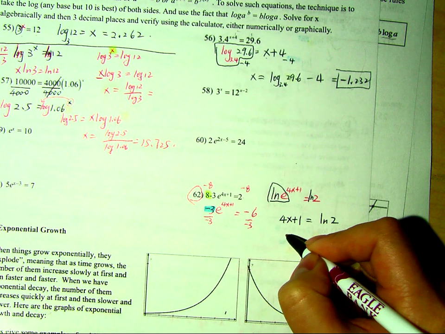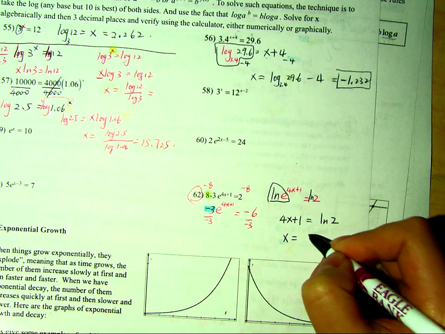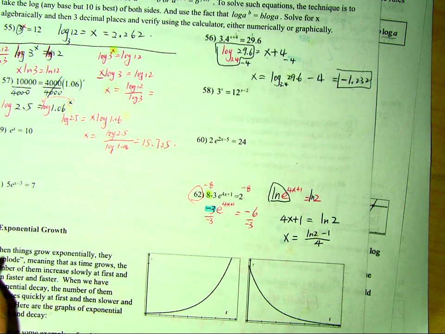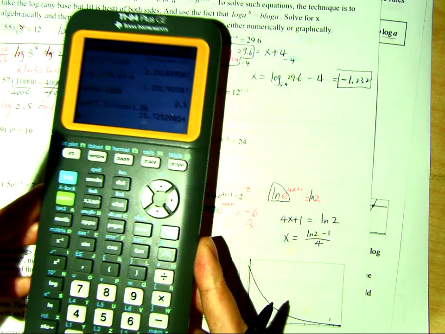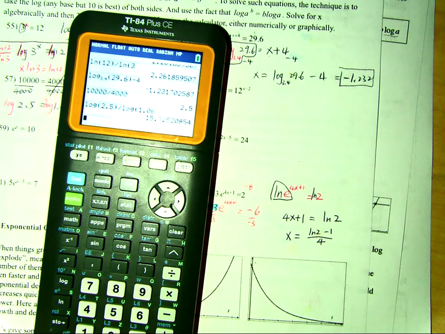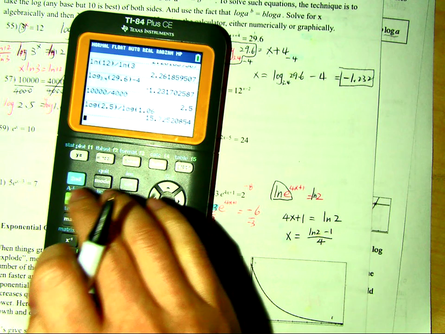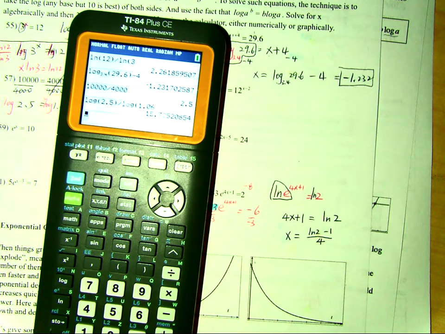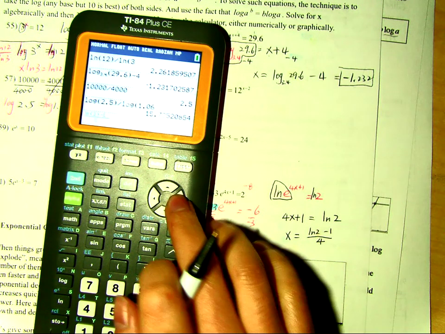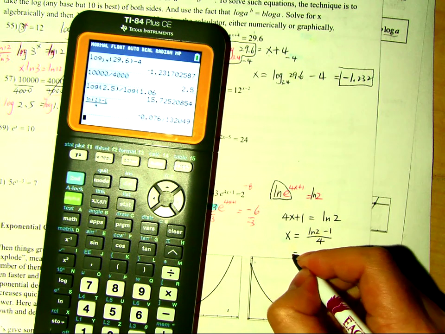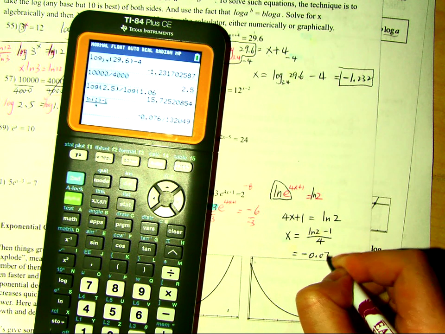So when we solve for x, we subtract 1 and divide by 4. If you want to stop at this step, it's fine. That'll be your answer. Or we can just change to decimal. Will be natural log. Okay, let's change to fraction. There will be natural log of 2. Close the parentheses and subtract 1. Divided by 4. So this will give you negative 0.077.